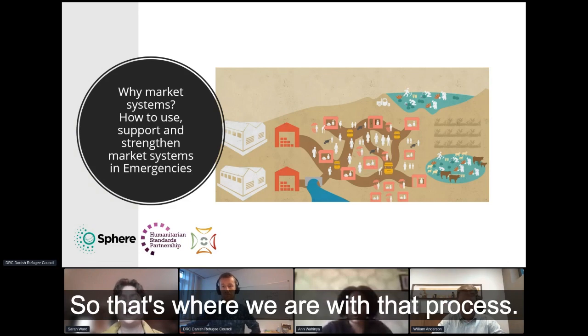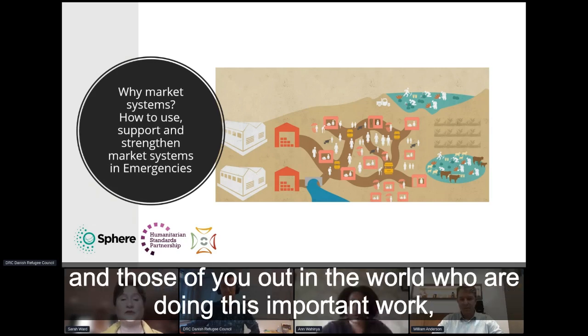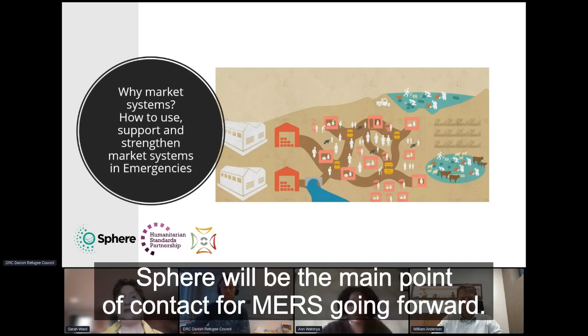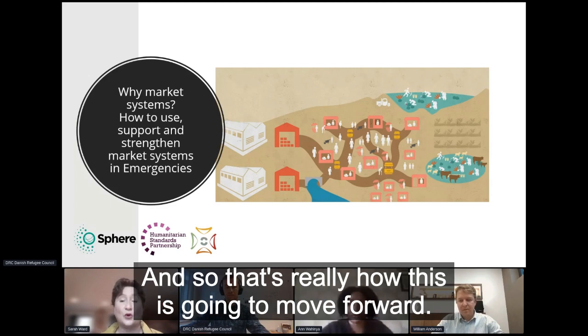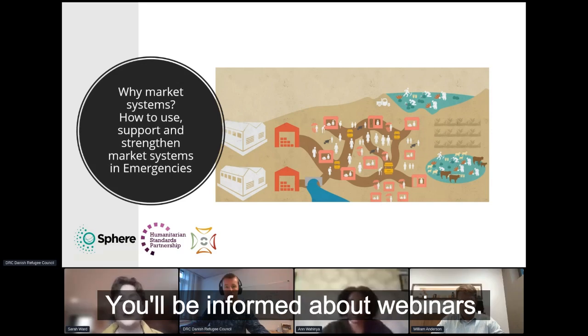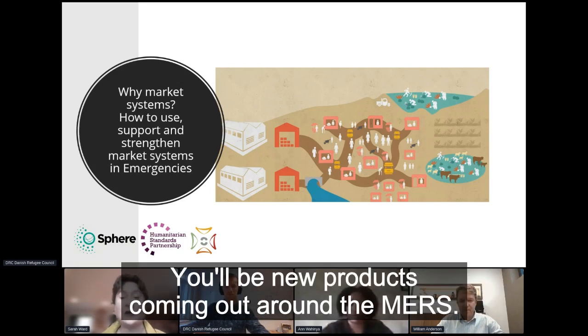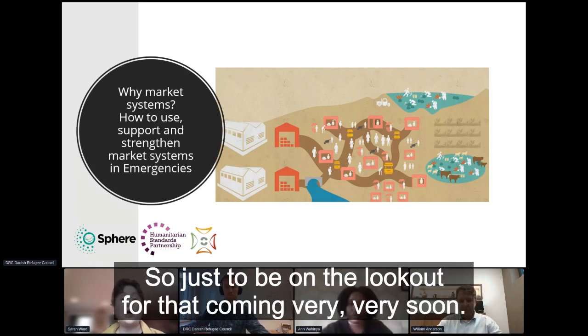So that's where we are with that process. And from now on, for those of you on this call and those of you out in the world who are doing this important work, Sphere will be the main point of contact for MERS going forward. When we get to the end of the presentation, you will see that Sphere's information is there. And so that's really how this is going to move forward. With the Sphere team, you'll be contacted by them for trainings, you'll be informed about webinars, and you'll hear about new products coming out around the MERS. That will be what Sphere is bringing to you. So be on the lookout for that coming very, very soon.